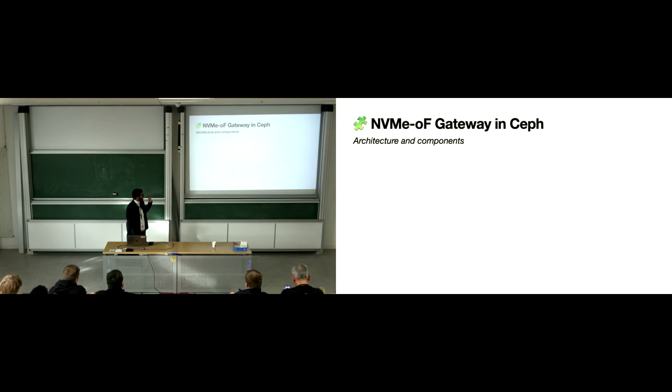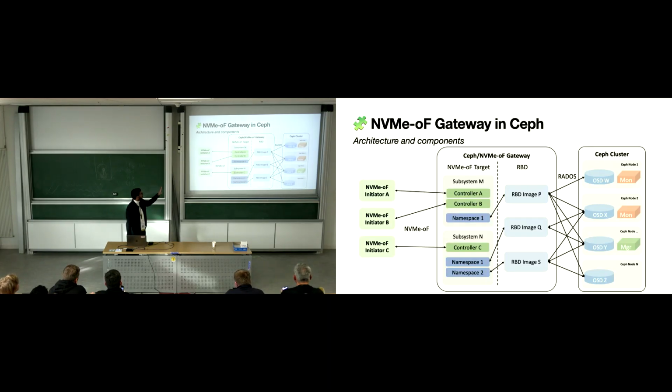So that's the basic terminology, and if you club them together, this is how it will look. The gateway will have the NVMe-oF target, which acts as a target, and also as a client for Ceph. So we have a subsystem, and in each subsystem we have a namespace and controller. That's the architecture if we club them together.